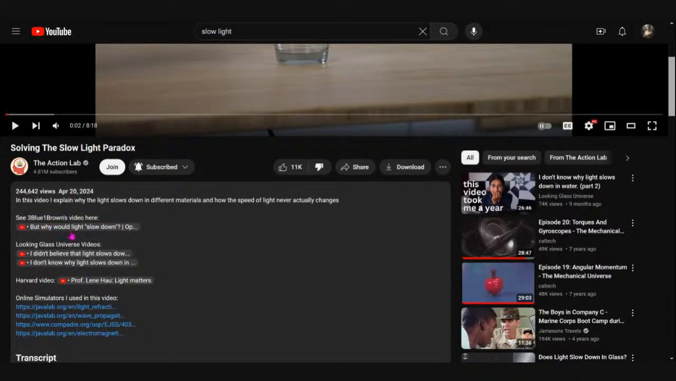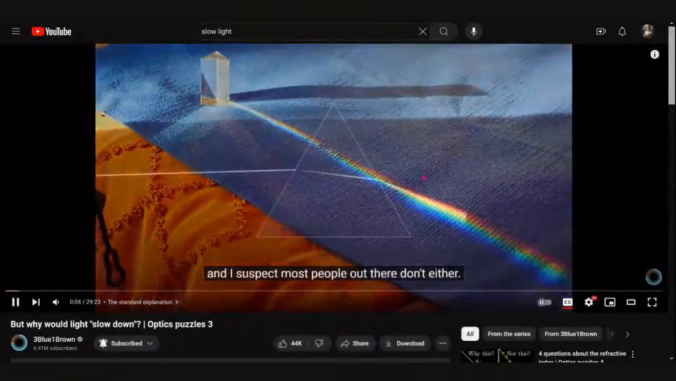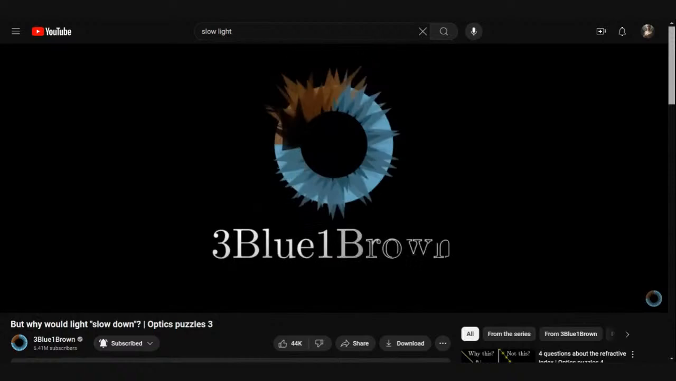But why would light slow down? All right, let's try. I realized recently that I didn't really understand how a prism works, and I suspect most people out there don't either.